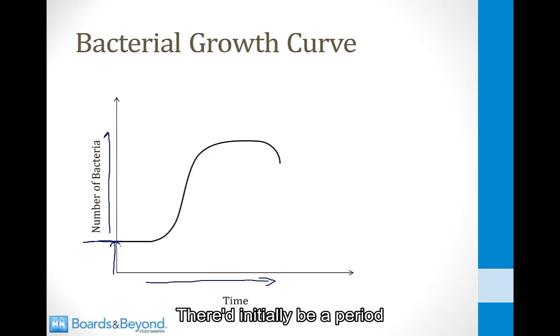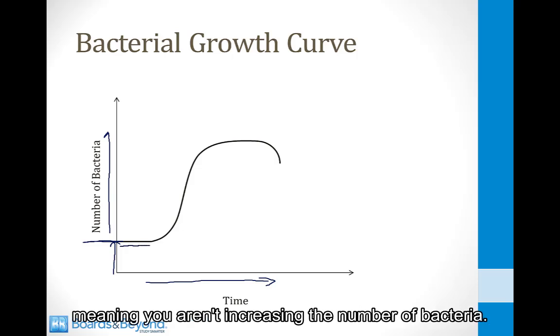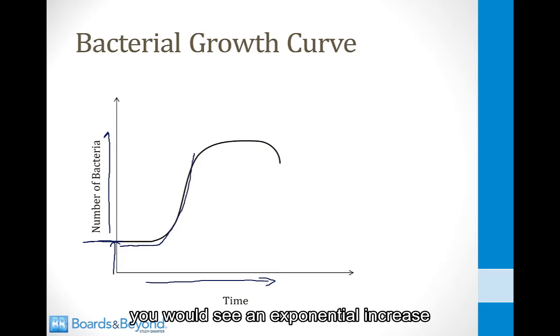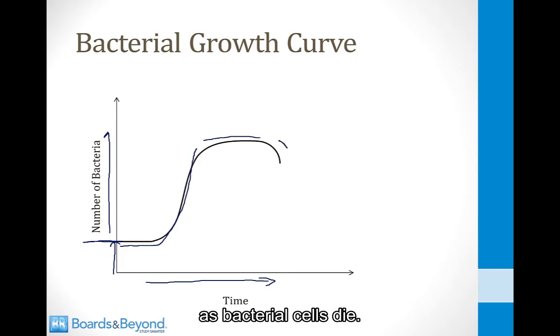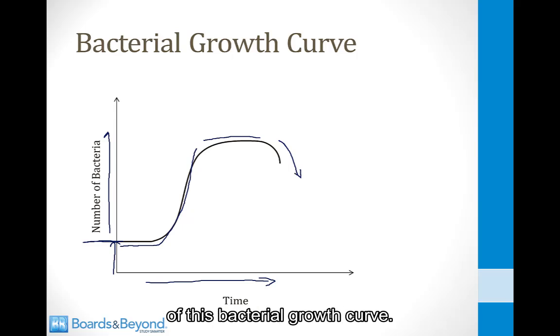There'd initially be a period where no bacterial growth would be occurring, meaning you aren't increasing the number of bacteria. Then after that lag period, you would see an exponential increase in the number of bacteria. Then it would eventually flatten out, and then finally you'd start to see a loss of the number of bacteria as bacterial cells die. So let's talk about what's happening at each phase of this bacterial growth curve.